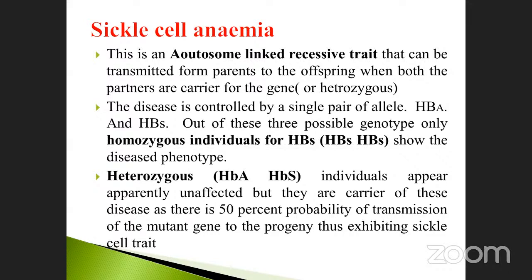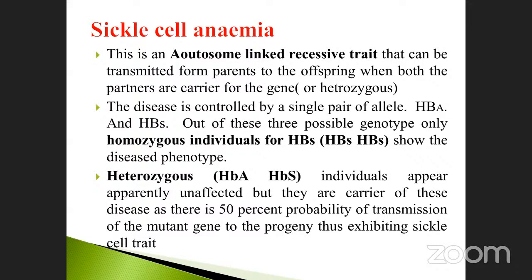Okay, so these are the things. Once again, let me repeat for you. Sickle cell anemia is autosome linked recessive. They transfer from the parent to offspring. They are controlled by a single pair of alleles. What is that? You know, HPA and HPS. There are 3 possibilities of genotype. That is the homozygous individual for HPS, and the second one is the heterozygous nature, means HPA, HPS. This is one type, this is another type, and this one is also another one.